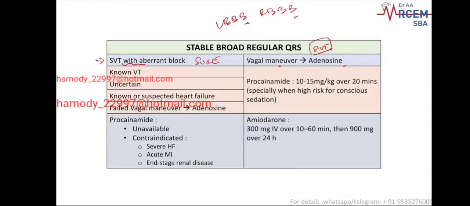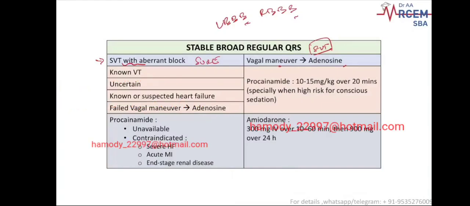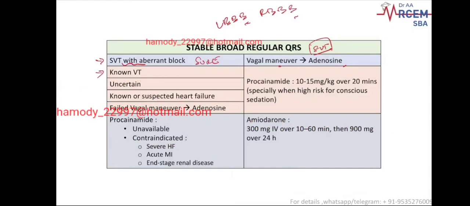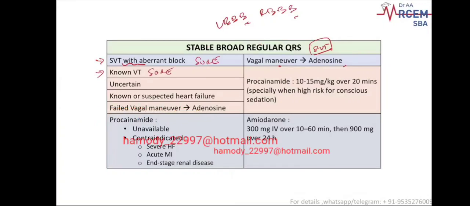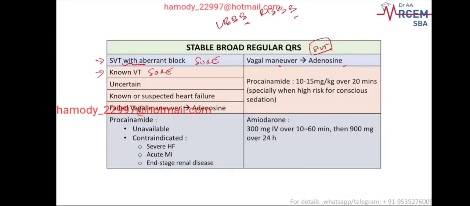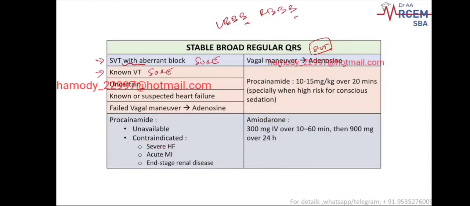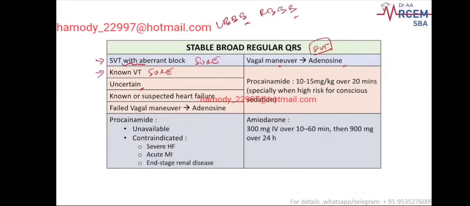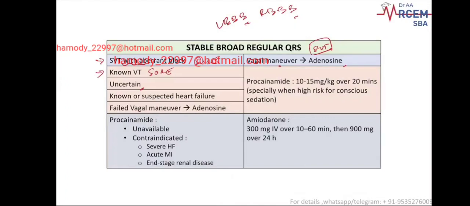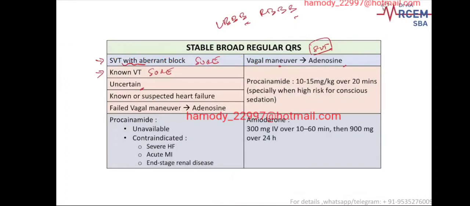It remains the same. You treat it like an SVT. Next, you're sure that it is a VT. Okay, it's a ventricular tachycardia, you're sure. Or you might not be sure: you're not sure whether it is an SVT with an aberrant block or a known VT. That means I'm sure that it is VT, or I'm sure that it is SVT with aberrant block. I'm not sure, I'm uncertain.